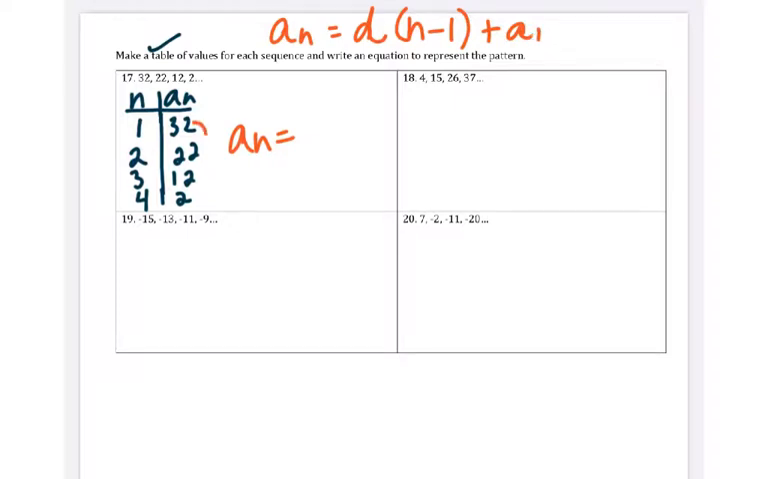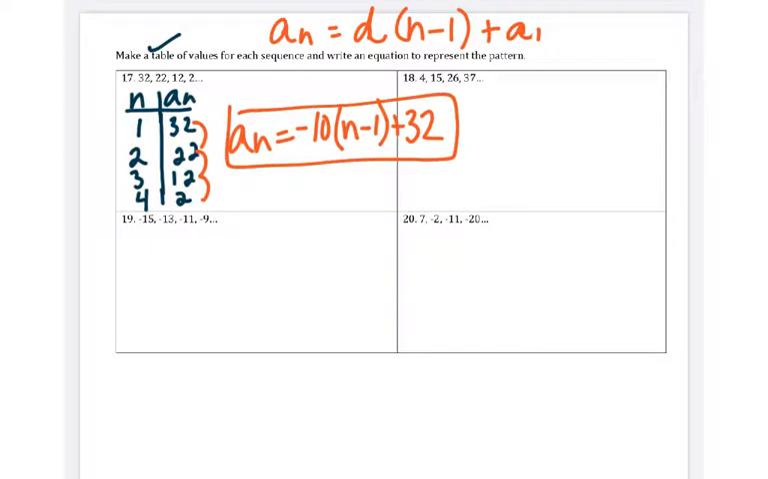Okay, so the common difference here, each one we are subtracting 10. Then we have a number minus 1 plus my first y value, which is a 32. So this is called a sequence that would tell you any number in the sequence. So if I wanted to know what the 10th number was in the sequence, I would plug in a 10, I would calculate this, and I could tell you what the 10th number in this sequence is. Let's try one more. You try 18, and then I'll show you 19.